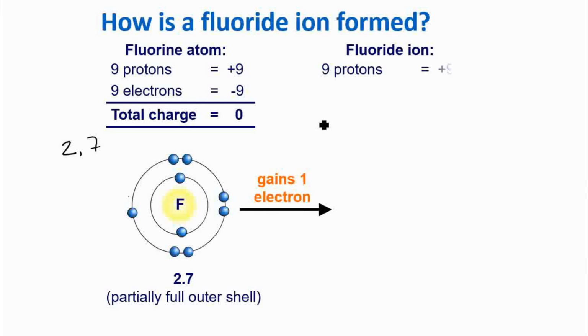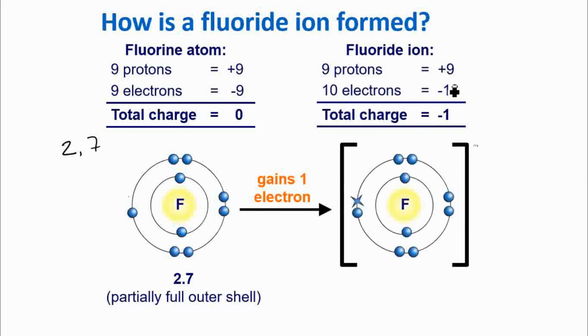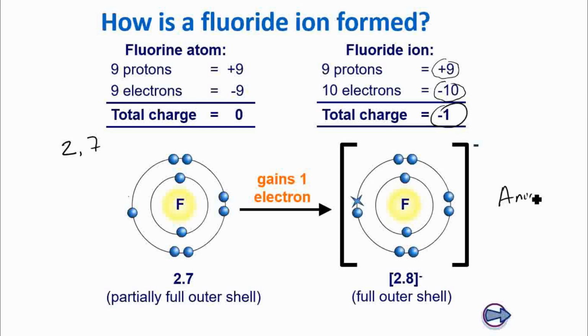Evidently, it is easier to gain that 1 electron. Because you're now gaining an electron, this now becomes minus 10, but the protons are positive 9. Therefore, you now have a charge of minus 1. And this is called an anion.